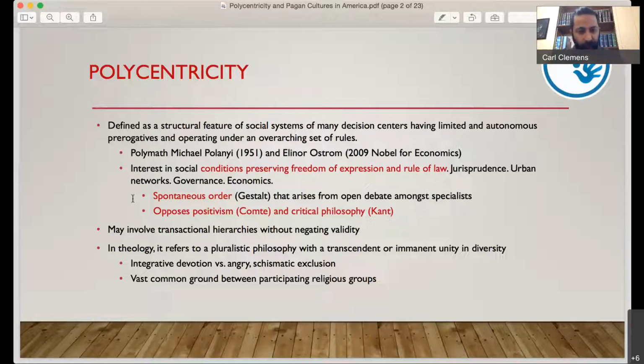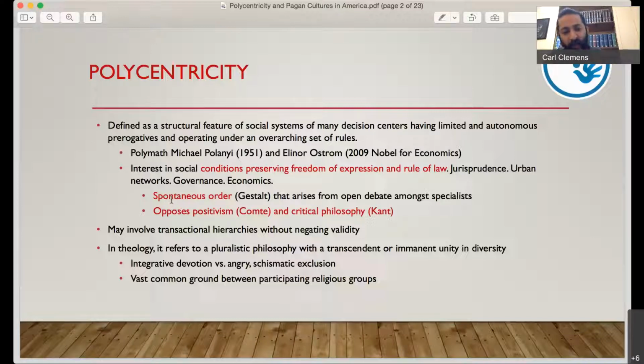So one of the schools of thought that Polanyi really drew upon was Gestalt psychology, Gestalt theory in general, and especially Gestalt psychology. And he said that science basically, or any kind of scientific endeavor, was a spontaneous order. So that's a Gestaltic term, and we'll come to that. It was a spontaneous order that arises from open debate amongst specialists in various fields or in that field.